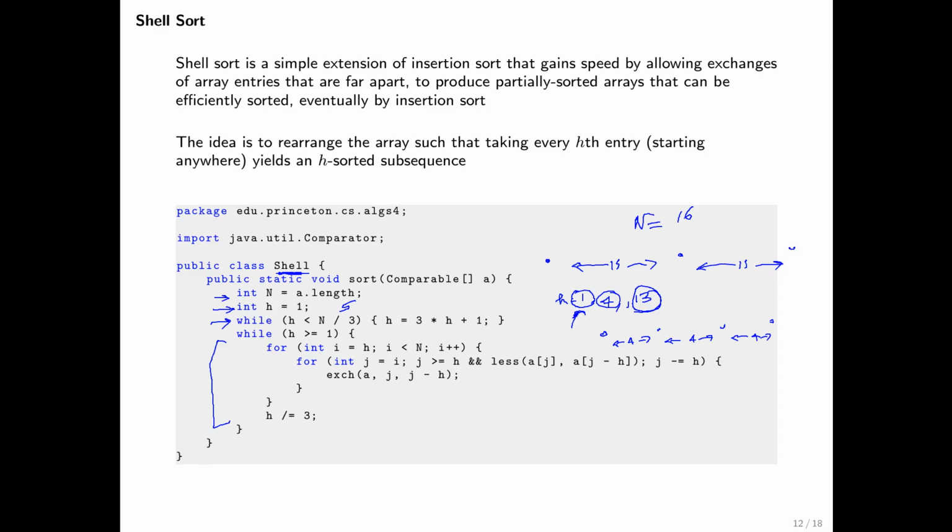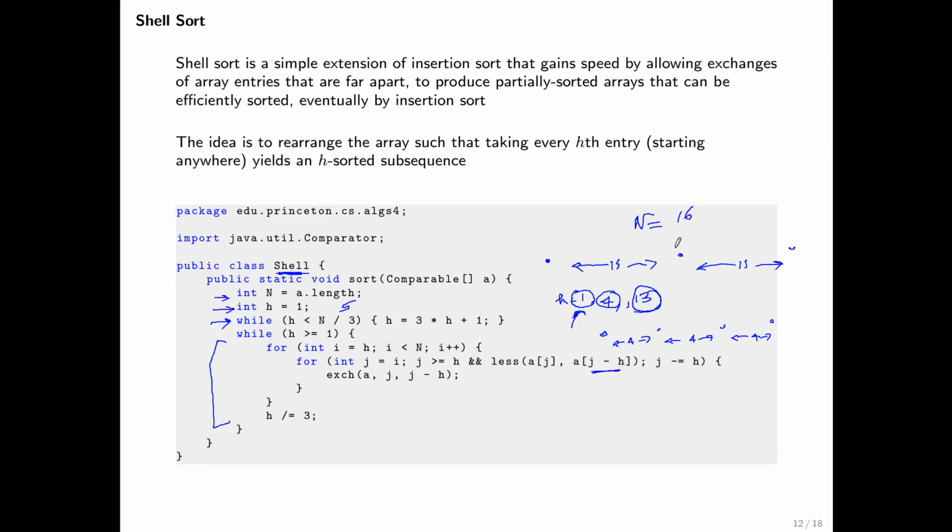We've identified the value for h, and as long as it is greater than or equal to 1, which for this example was 13, i starts at 13, and as long as i is less than N, we go in increments of 1, and the inner loop j starts at i. So if i is 13, j starts at 13. Then as long as j is greater than or equal to h, which was 13 to begin with for this example, and as long as a at j is less than a at j minus h, notice we are comparing elements that are h apart. So 13 apart, for example.